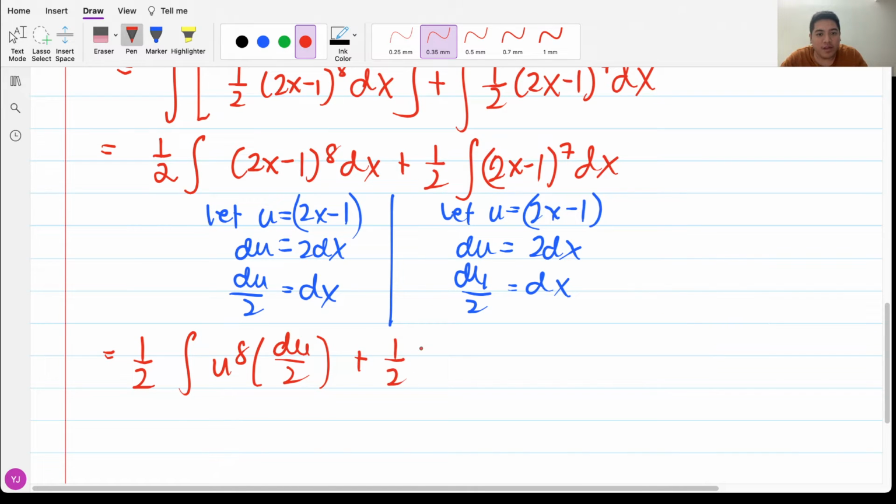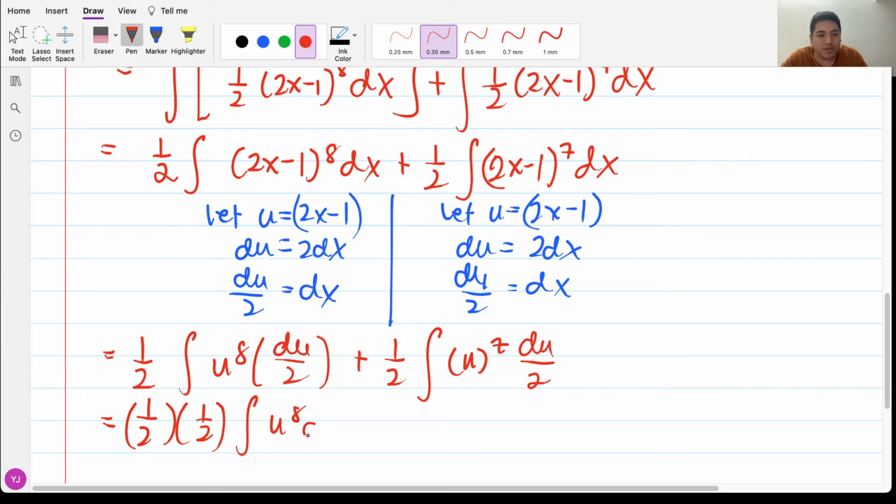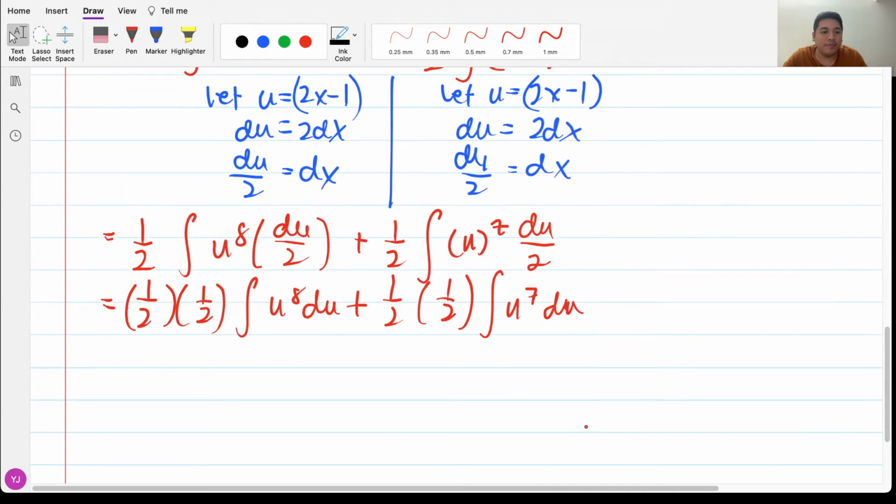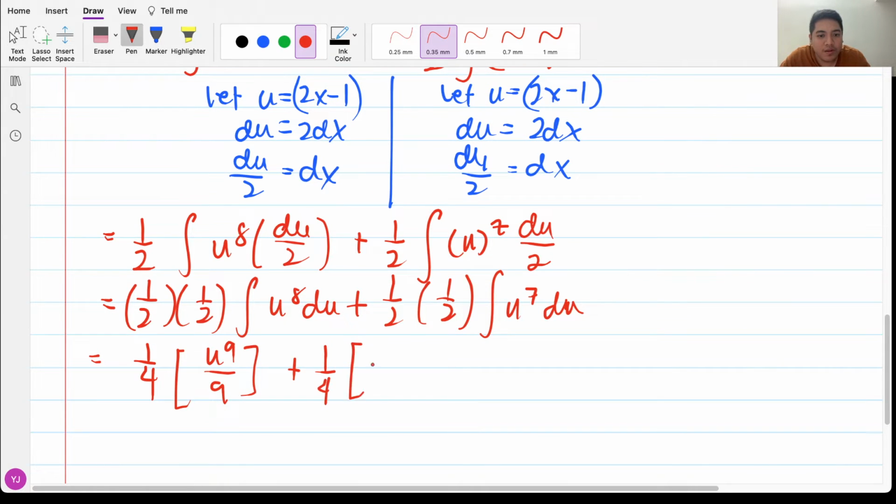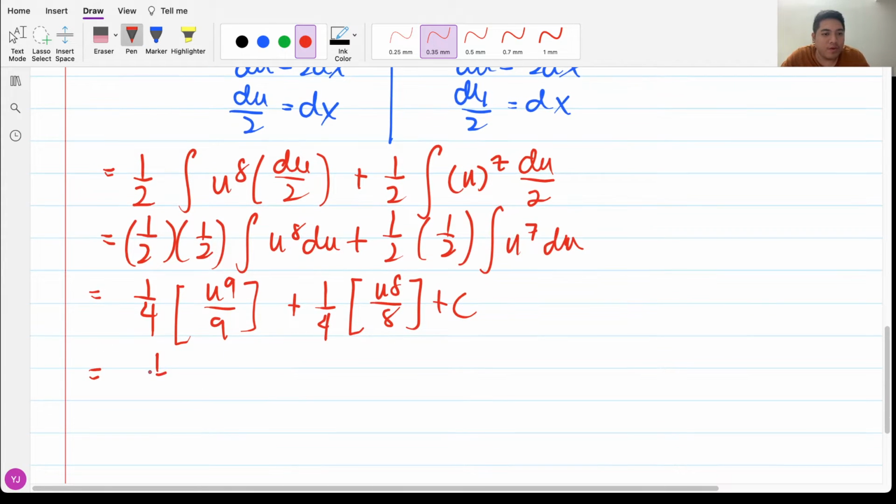And then we have plus 1/2 integral of u^7, so that we have du over 2. So that we have 1/2 times 1/2 integral of u^8 du, plus also 1/2 times 1/2, factoring out the 1/2, u^7 du here. So this is just a simple power rule. So you have u^9 over 9, plus we have 1/4 u^8 over 8 plus c. So that will be 1/36 u^9.